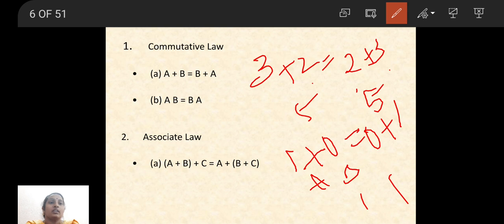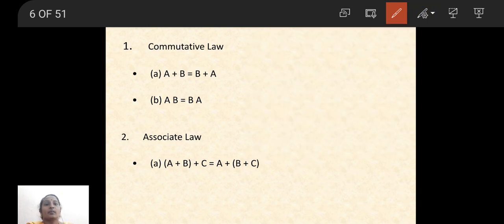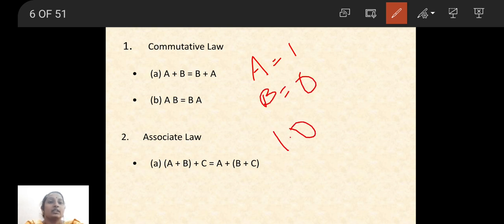This indicates the commutative law. In total, how many commutative laws are there? 2 commutative laws. The first one is A plus B is equal to B plus A, and the second one is A into B is equal to B into A. Let's also check the second law. If A is equal to 1 and B is equal to 0, A into B is equal to B into A. 1 into 0 is how much? 0. 0 into 1 is how much?